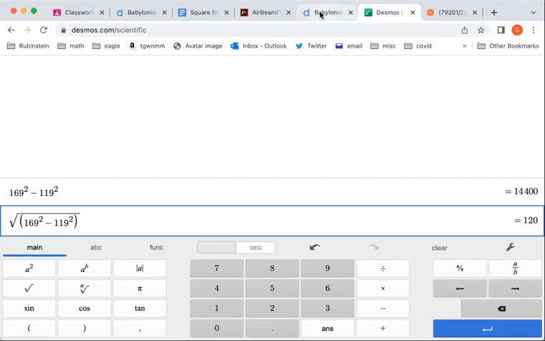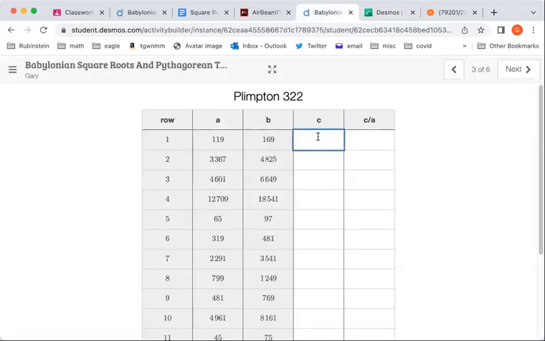So what they realized is that every single one of these two numbers were the... I really should call that column C instead of B. I made a mistake there. I should be calling the middle column C.